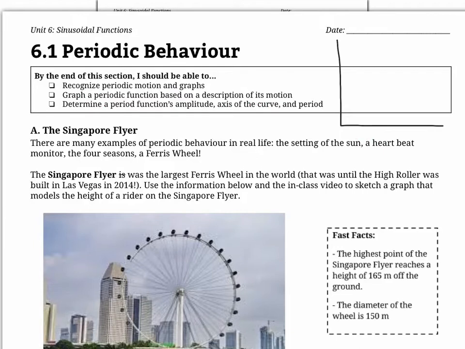So if this was time and this was height, maybe you drew something like this. Something like that, perhaps. Did you close your circle? Maybe you drew something like this. So we're going to break it down step by step and figure out what a person's height would look like if they were going around and around and around this Ferris wheel.